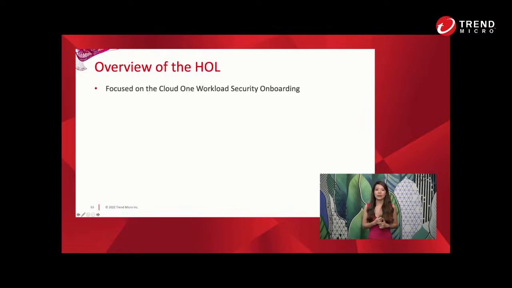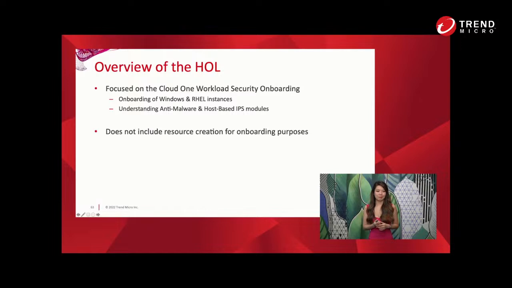So first, the overview of the hands-on lab. First of all, we just want to highlight that this entire workshop is focused on Cloud One Workload Security Onboarding. At this stage, you have done the migration already and now you're ready to try out some of the modules. As part of that, we're going to onboard 2 Windows and Red Hat instances. Then we're going to share with you how you can turn on the anti-malware and the host-based IPS modules within the Cloud One Workload Security Console.